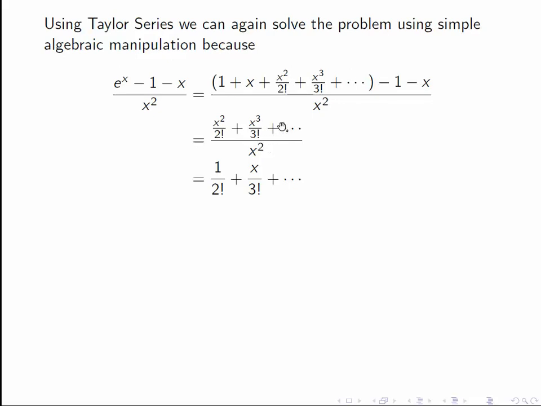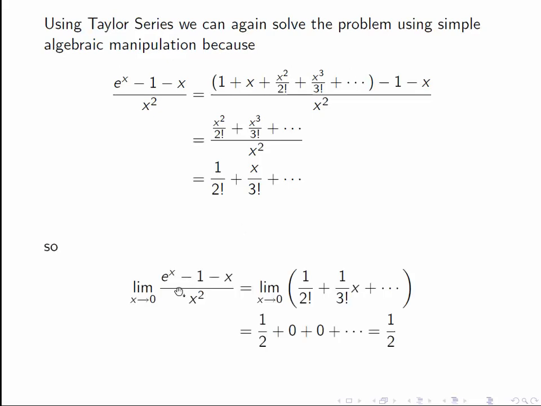But now all the other terms are terms in powers of x bigger than 2, so we can divide x squared through all the terms at the top, and we get 1 over 2 factorial plus x over 3 factorial, etc. And now this is a straight power series, which can certainly be evaluated at 0. So the limit of e to the x minus 1 minus x over x squared is the limit as x tends to 0 of this power series that we just found. And of course, all the terms apart from the first one are now just 0. So the limit of this is a half.